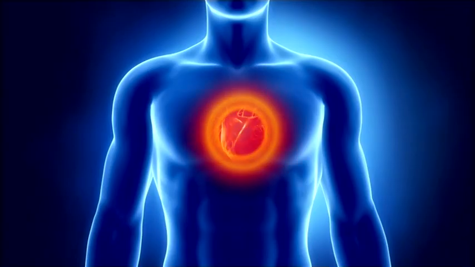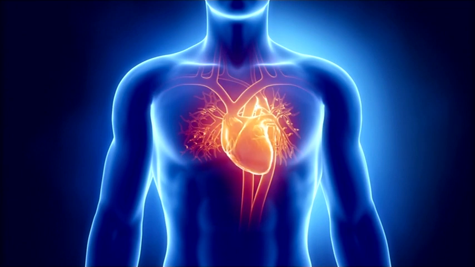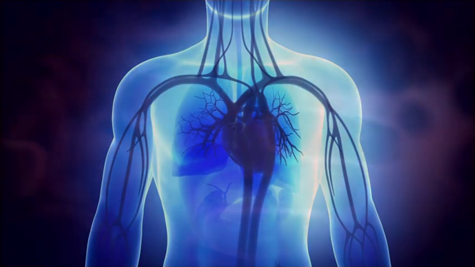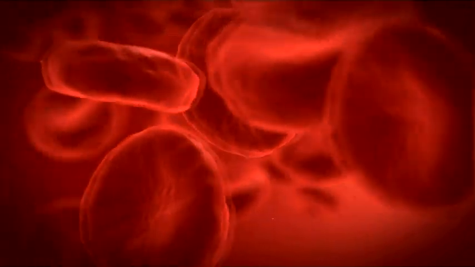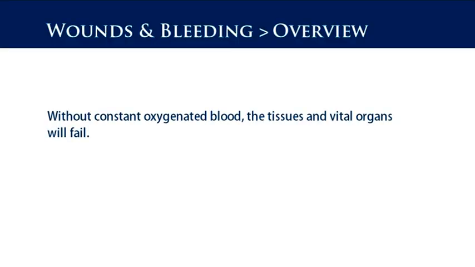The circulatory system consists of the heart, the pump, and the blood vessels, which supply the body with blood containing vital oxygen and nutrients, and carries away waste products. Without a constant supply of oxygenated blood, the tissues and vital organs such as the brain and heart will fail.